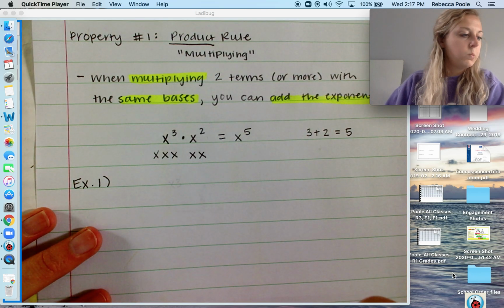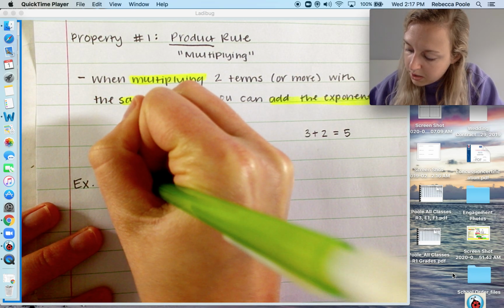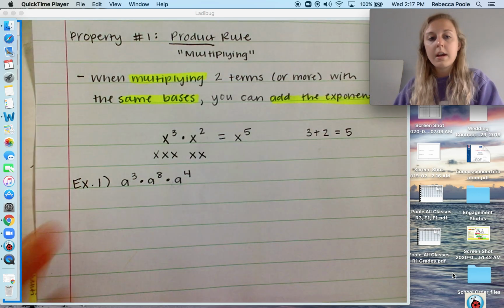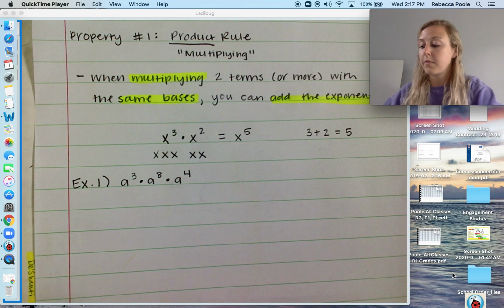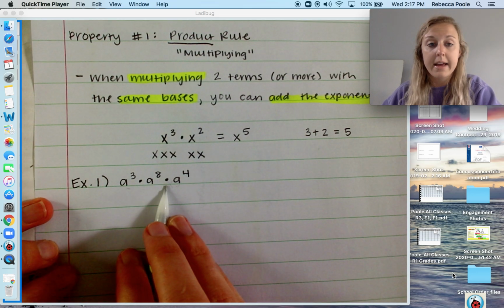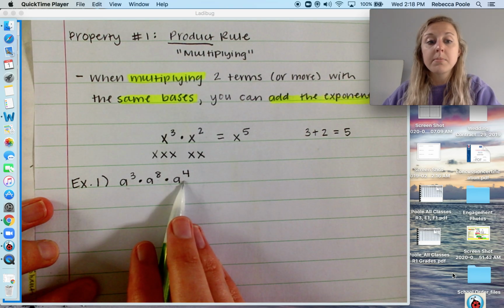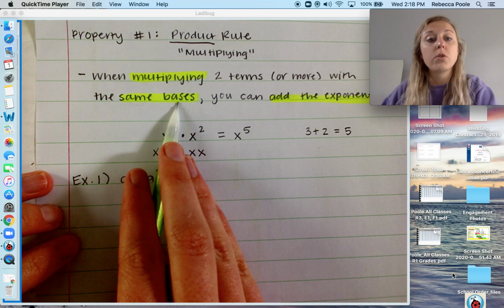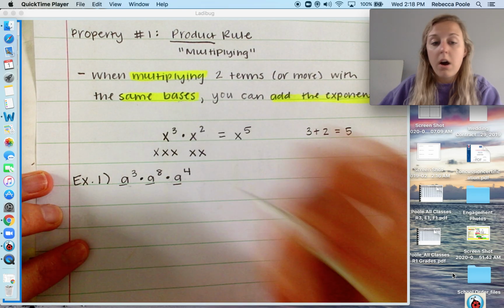Let's do a cubed times a to the 8th times a to the 4th. So I'm multiplying. That's the first thing we need to check. Do each of these terms, because remember they're each their own individual thing, have the same base? So do all of them have a base of a? Yep, they all have a base of a.